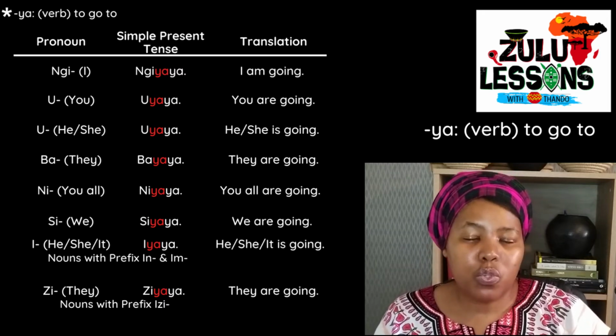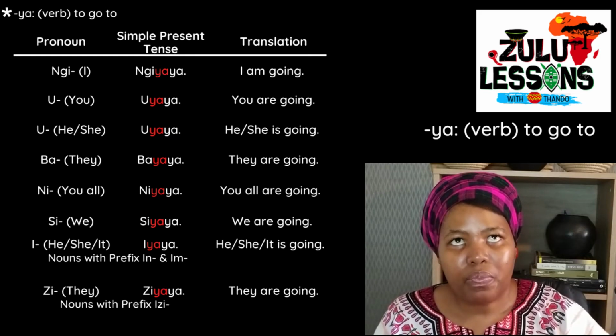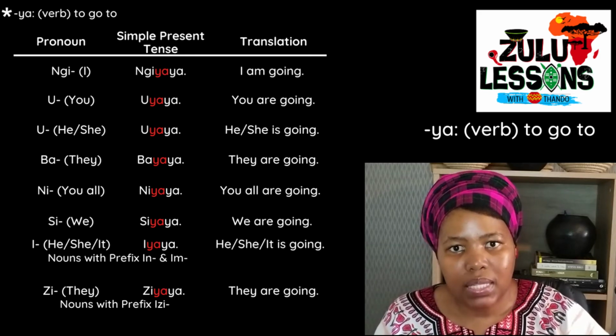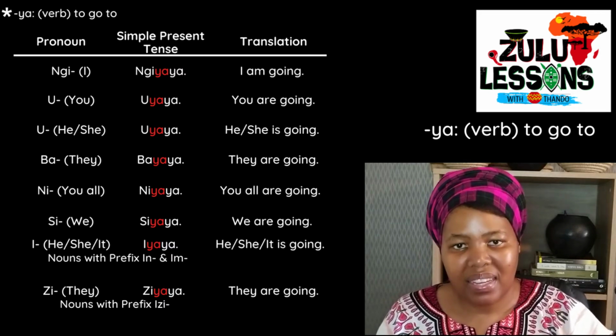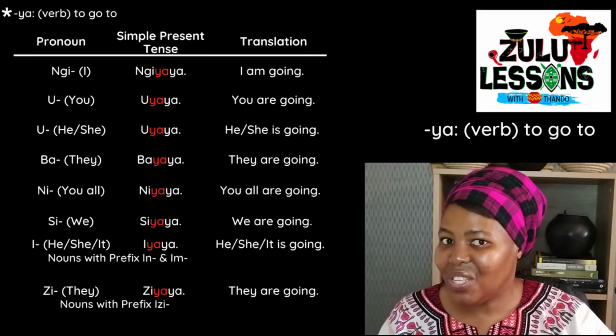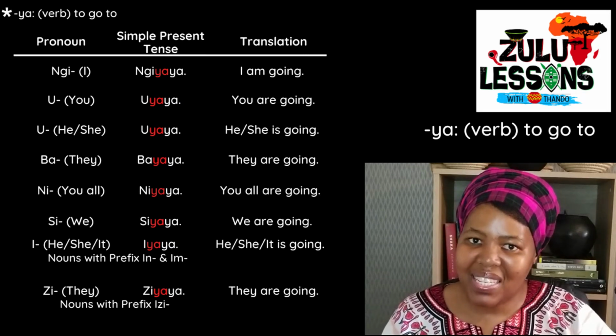And then we are moving on to they are going. That is nouns that start with IZI. Easy. So those nouns, ziyaya. Ziyaya izintombi. Ziyaya izinsizwa. Ziyaya.